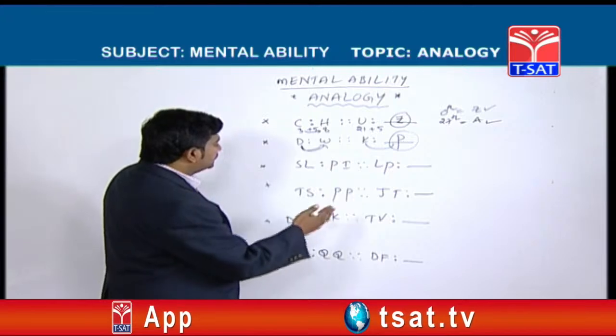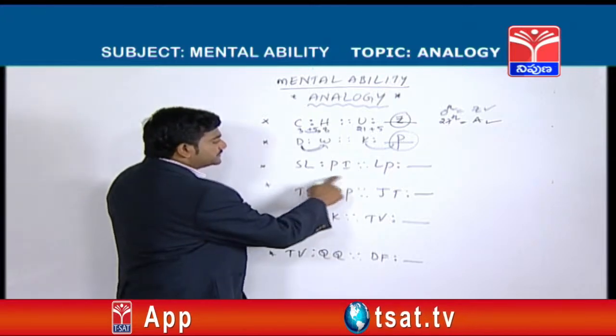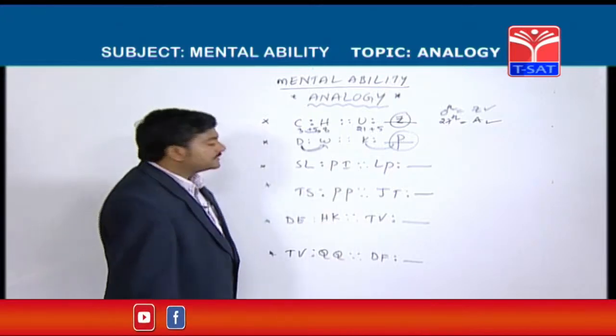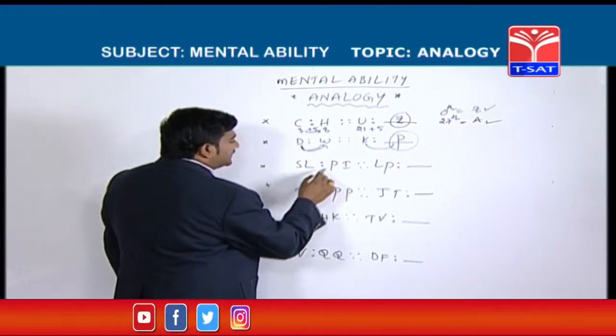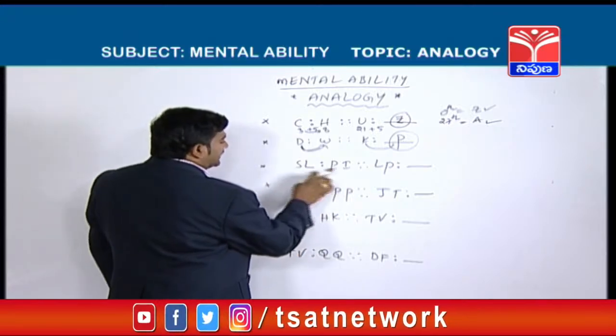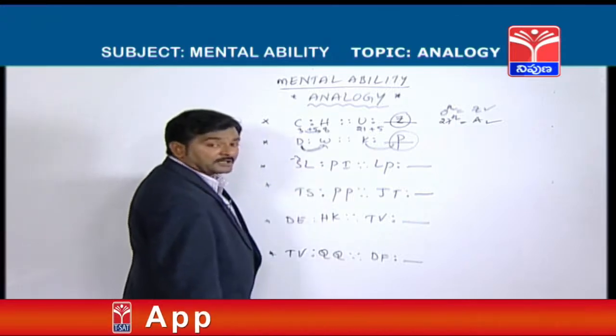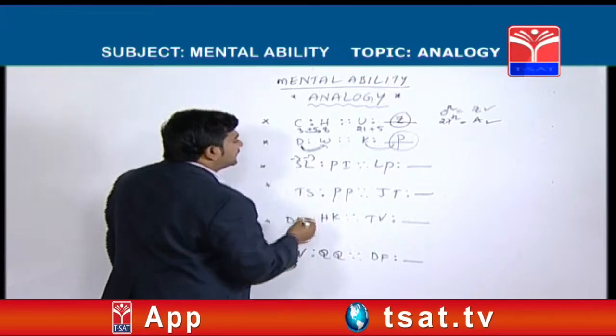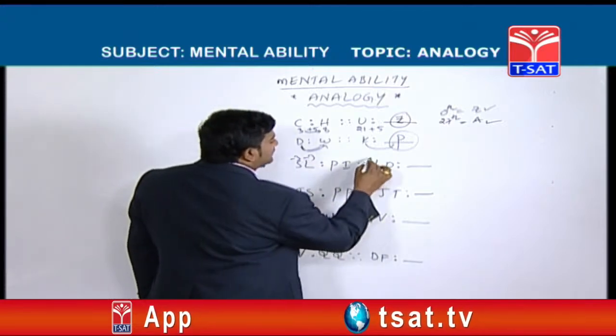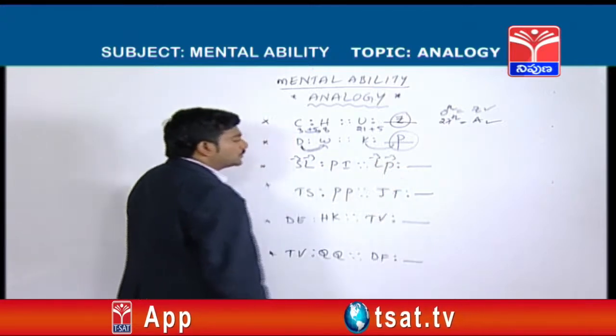Like now, SL is to PI as LP is to dash. S means 19, P means 16. 19 became 16, 3 reduced. L means 12, I means 9, again 3 reduced. That's why it is very clear. We have to reduce 3 from these two letters.